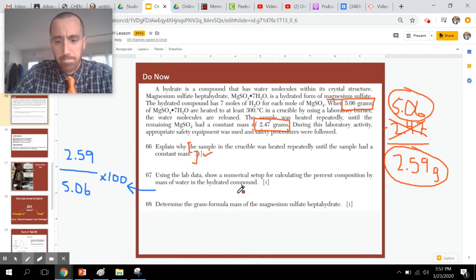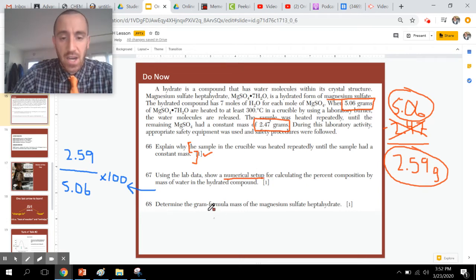But, you know, you don't even need to solve it. It just says the numerical setup. All right, last but not least, determine the gram formula mass of magnesium sulfate heptahydrate.